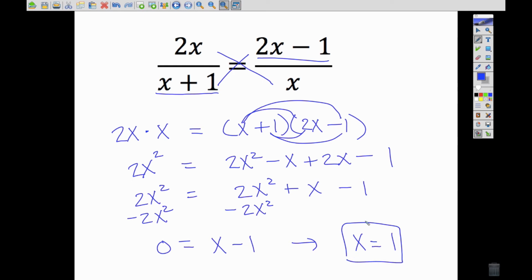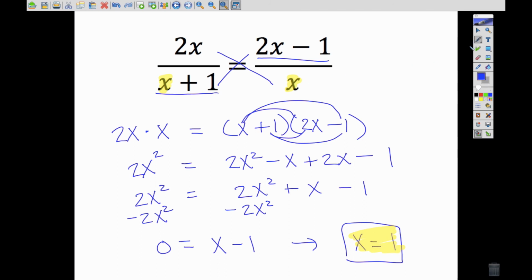Now, the last thing you want to do is just make sure that the answer that you got, so in this case 1, can be plugged in to the denominators of the fraction without causing any problems. So in other words, we don't want to get 0 in the denominator because we know we cannot divide by 0. So 1 will work in either of these.